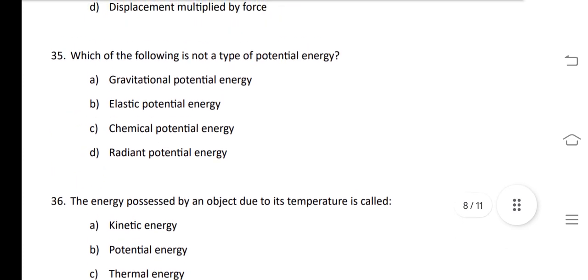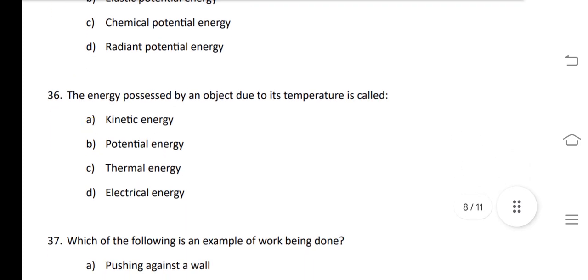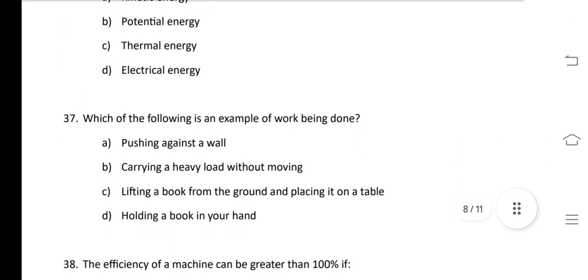Our next question is 35. Which of the following is not a type of potential energy? Radiant potential energy. There is no such kind of potential energy. Our next question: the energy possessed by an object due to its temperature is called thermal energy. Option number C is the correct answer. Moving on to the next question.